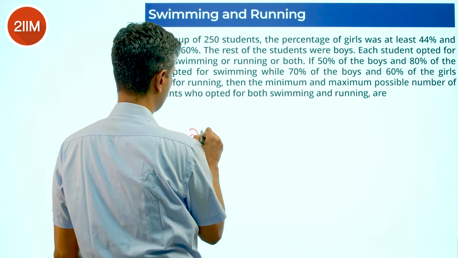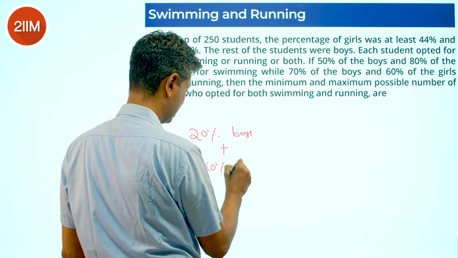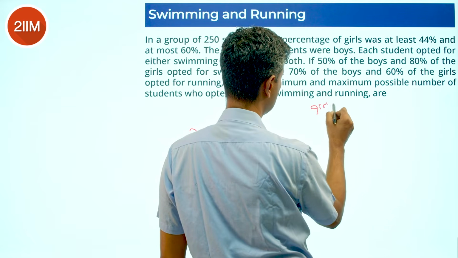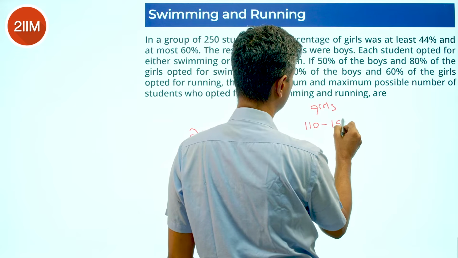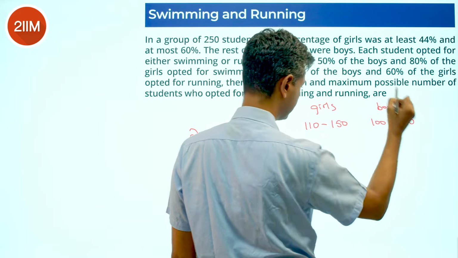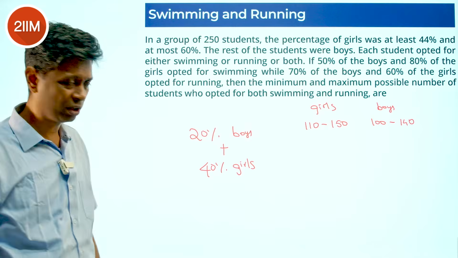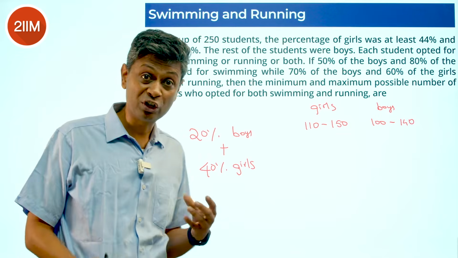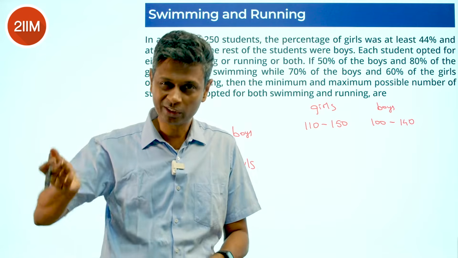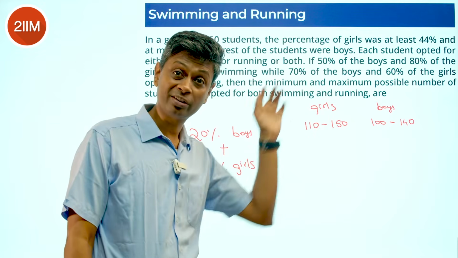So 20% of boys plus 40% of girls. And we want to find the minimum and maximum of this. We know girls can go from 110 to 150. Boys can go from 100 to 140. We want to find the minimum of 20% boys plus 40% girls. The girls' weightage is higher. So if you want to find the minimum overall, put girls as least, boys as highest.